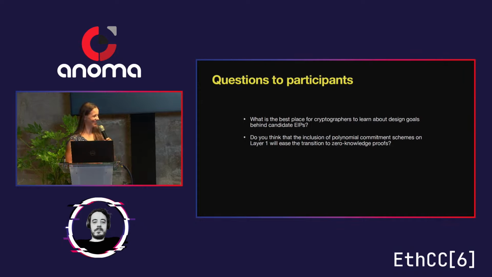The other question, what is the best place for cryptographers to learn about the design goals behind candidate improvement proposals? Because in this situation, with the case of data availability, if you do things differently, then you're going to end up with different schemes. Actually knowing what the core design goals are is really very important. So do you think there's a good place where these are well documented?